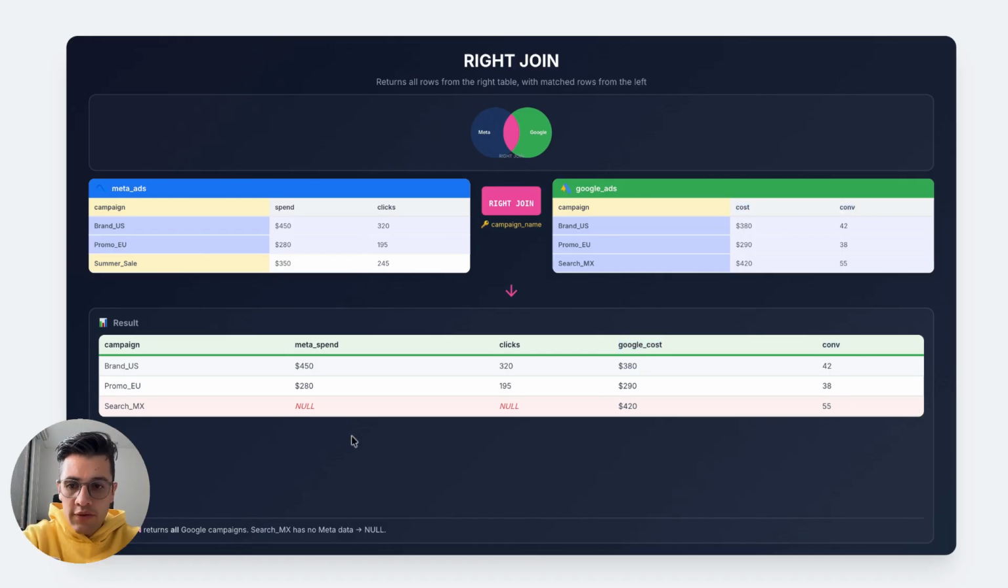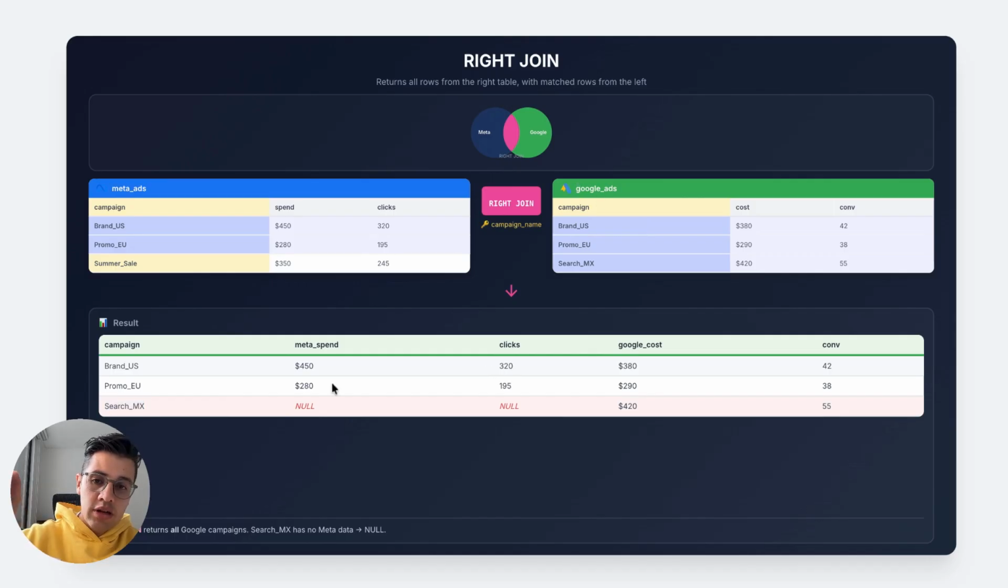from here. If you notice, in the third row, the search Mexico campaign, this campaign only exists in the right table. This search Mexico campaign doesn't exist in the meta ads table on the left. So since we are doing a right join, we are taking all data from the right table. So we will have the search Mexico because it belongs to the right table, the Google Ads.